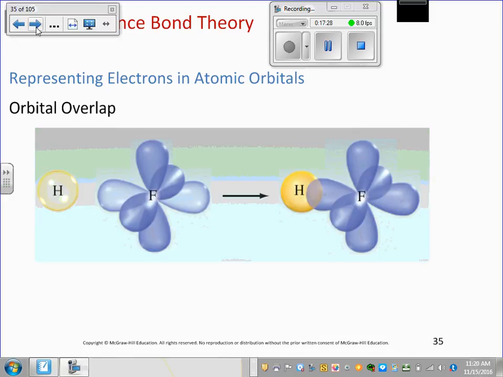Hydrogen fluoride. Here you have the s orbital of the hydrogen overlapping with the p orbital of the fluorine. All sounds well and good.